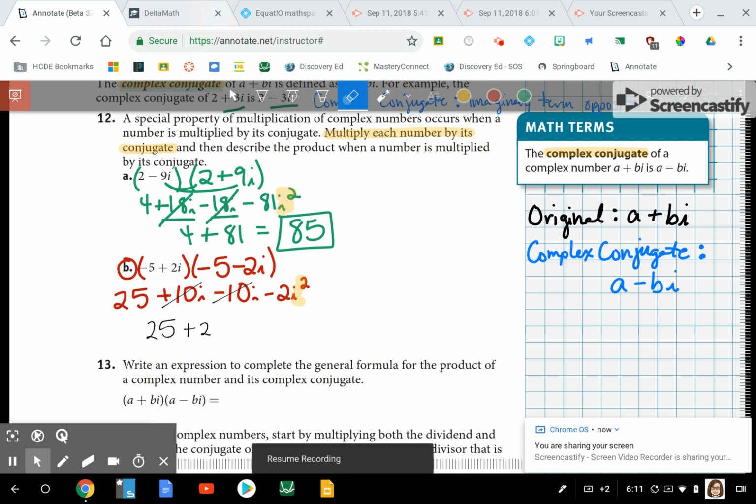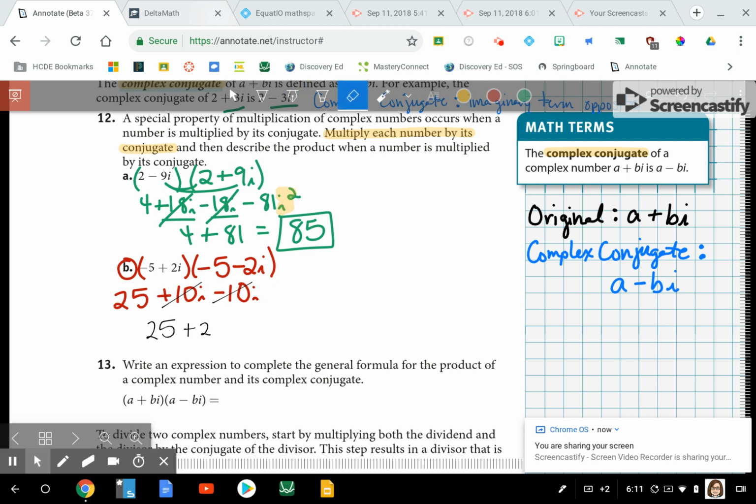Wait, sorry, I made a mistake here. That should be a negative 4. Sorry, so this is negative 4i squared. Okay, so i squared still equals negative 1, so negative 4 times negative 1 is a positive 4. So let's make that right over here. So it's 25 plus 4, my apologies. So this is 29. So always check your math. So that's your final. Notice it is a real number with no imaginary terms.